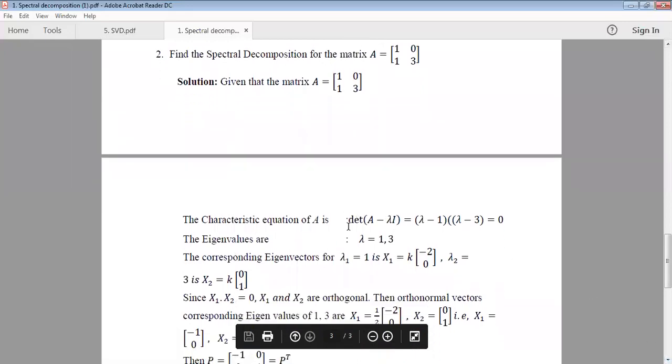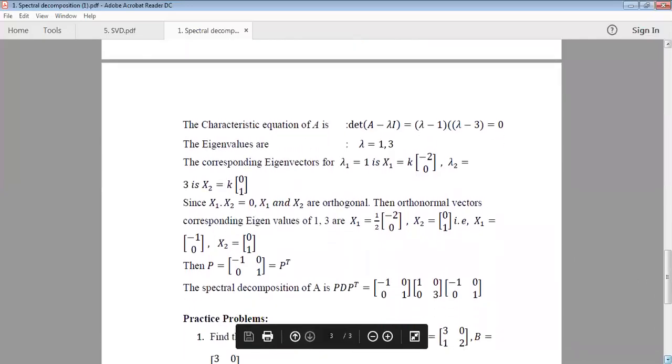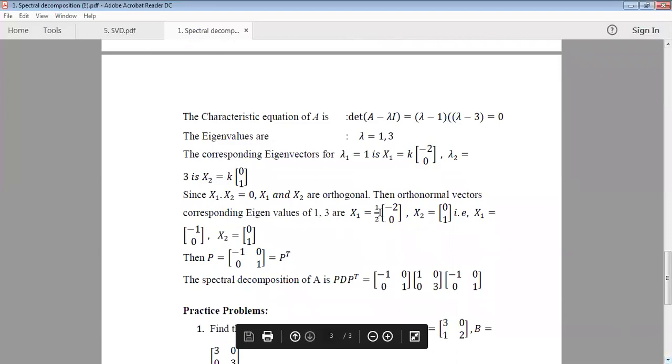So clearly the eigenvalues are distinct, so the corresponding eigenvectors are pairwise orthogonal. You can check easily. x1 is (minus 2, 0), x2 is (0, 1). So x1 is orthogonal to x2, meaning x1 transpose x2 equals 0. Minus 2 into 0 plus 0 into 1 equals 0. So x1 is orthogonal to x2. Then the orthonormal vectors: 1 by 2 of (minus 2, 0), and x2 is the same because its length is 1.